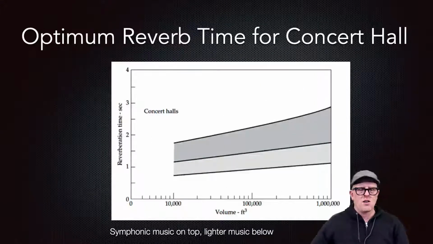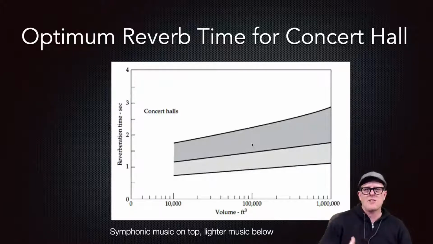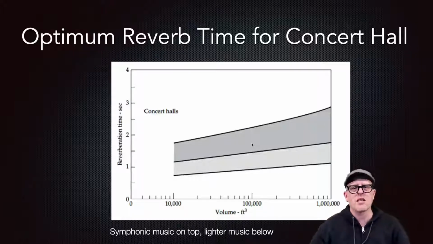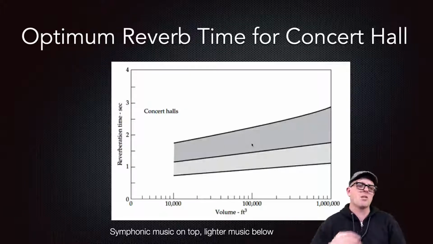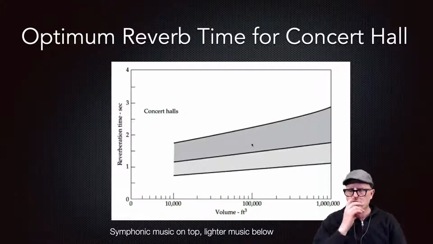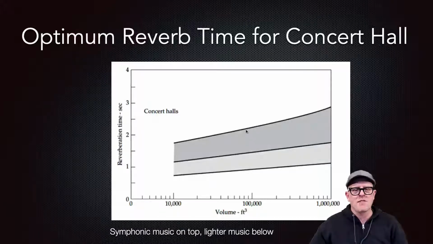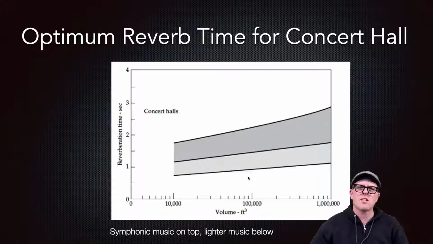So how about for concert halls? Here we have lighter music, and symphonic music on top. With symphonic, usually classical music, we really want a lot of reverb. That's one of the defining characteristics of classical music, the reverberation tail. We're going to spend a lot of time talking about that in critical listening. But here it's actually a little bit tighter. For a 100,000 cubic foot space, we want to be about 0.75 to 1.75 seconds. I think that sounds pretty good. I could even go higher than that, but 100 feet by 100 feet by 100 feet is not that big for a concert hall.